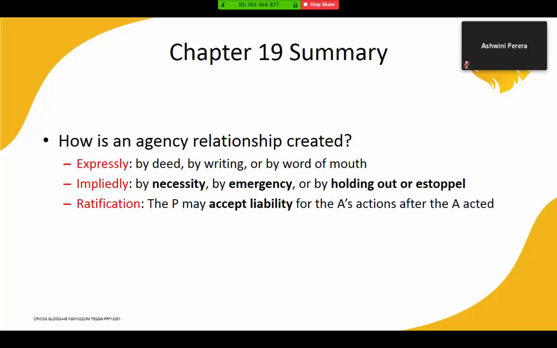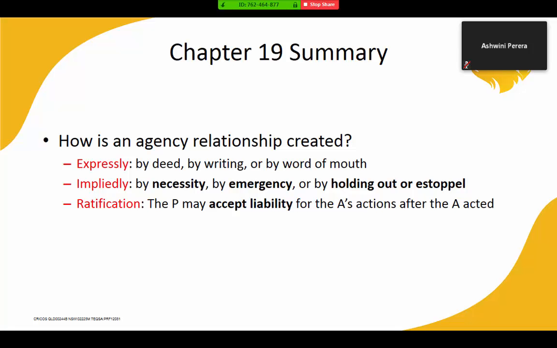Okay, so we've touched upon this already. So how do you create this relationship? The first one, of course, is the easiest. So it is done expressly. There is something in writing or something said that created that relationship. So the relationship between whom and whom here? It is between the principal and the agent. There's no third party yet. I'm just transferring this authority to you so that you can contract on my behalf. I could do that expressly. I can tell you specifically, I want you to do that for me. Okay? Or it could be implied by conduct in situations like necessity, emergency, or holding out or estoppel.